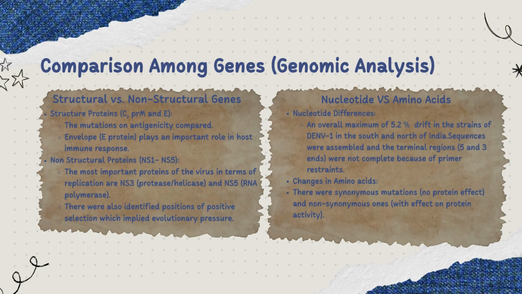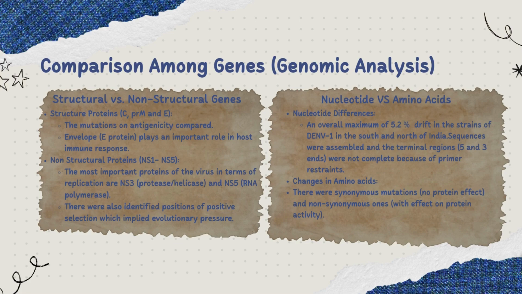hosts. And next, let's dive into the differences of nucleotide and amino acids. Nucleotide level changes. At the genetic code level, strains from North versus South India show up to 5.2% divergence in their nucleotide sequences. This regional variation hints at how the virus adapts to different environments or host populations.